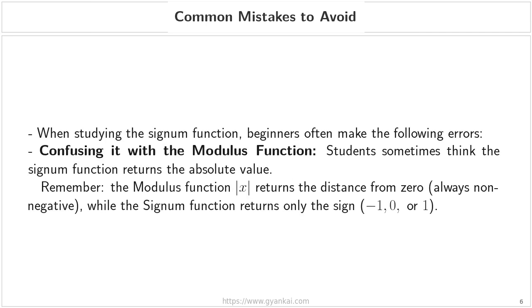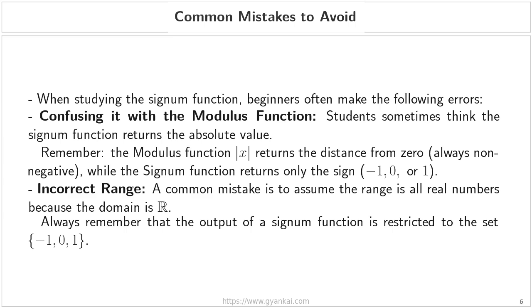First, a very common error is confusing the Signum function with the modulus function. It is easy to see why they both involve the absolute value, but they serve different purposes. Remember, the modulus function, or the absolute value of x, returns the actual distance from 0, which is always a non-negative number. The Signum function, however, ignores that distance and only cares about the sign, meaning the output is strictly limited to 1, 0, or -1.